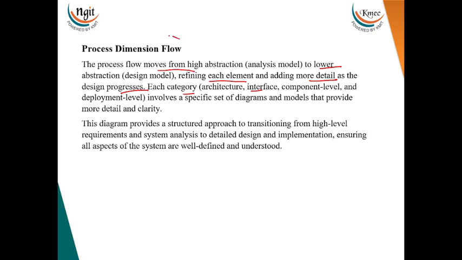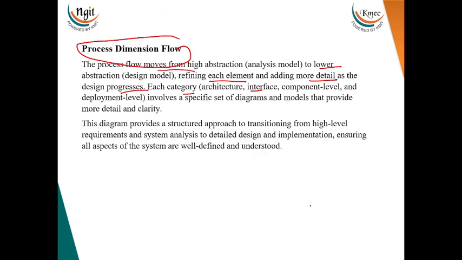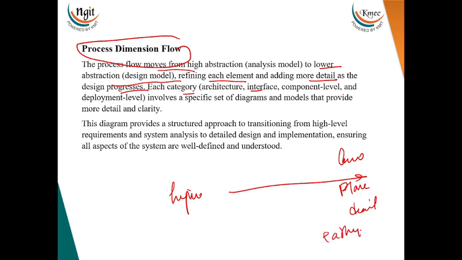The process dimension flow. Again, I move to this diagram. This is where it is, and it has the architectural element, interface element, component element, and deployment level model. So here also the process flows from a higher abstraction, the analyze model, to a lower abstraction model, refining each element and adding more detail. As we move from higher to lower, we define more details, plus adding elements.